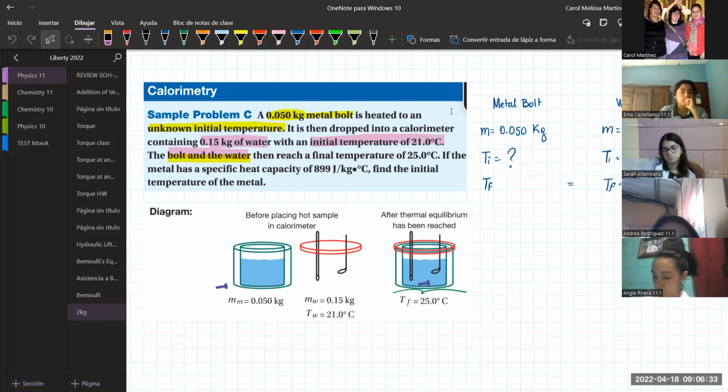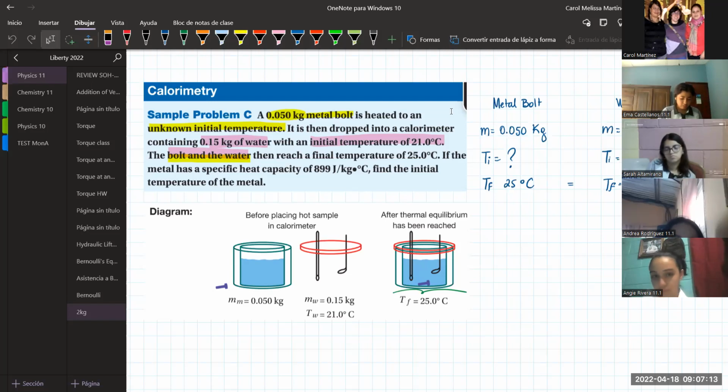In calorimetry, the two objects are going to reach a common final temperature, because after you put them together, they find their own balance in temperature. They combine, and then they are treated like a whole system. So the final temperature is going to be the same for both objects. We have 25 Celsius, not only for the bolt, also for the water. It's the same in both.